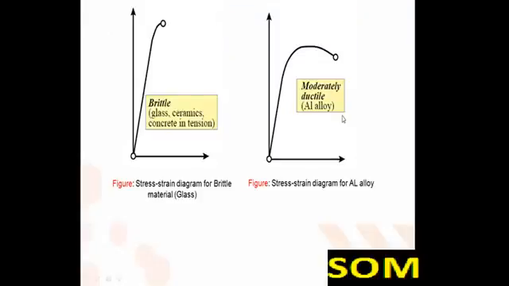This is the stress strain diagram for an aluminium alloy. This is the stress strain diagram for a brittle material, that is glass, in which no ductility occurs.